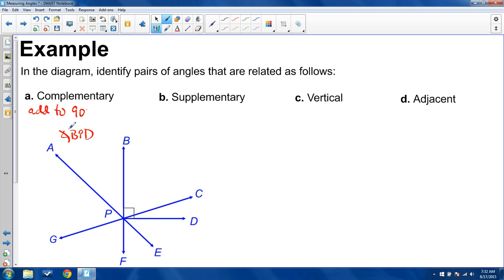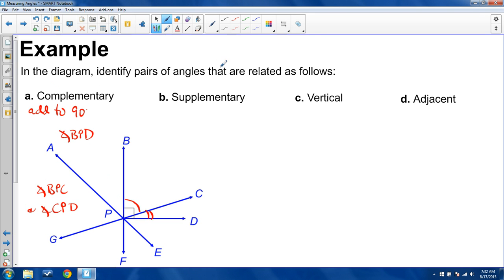Okay, but what are pairs? So angle BPD is 90 degrees, but what are two pairs that are complementary? What two angles add up to 90 degrees? That's BPC and right here, angle CPD. So these two, when you add them up, you get 90 degrees. There aren't any other ones that I could say for certain that are. And even as you look at them, they don't appear to be 90 degrees either. So that's the only complementary pair that I see right there.